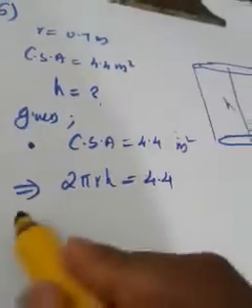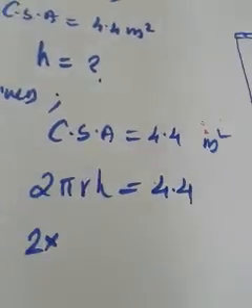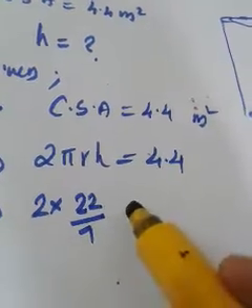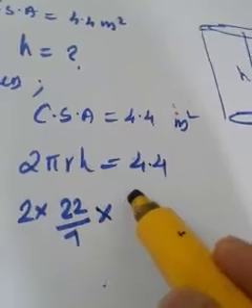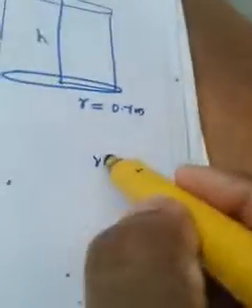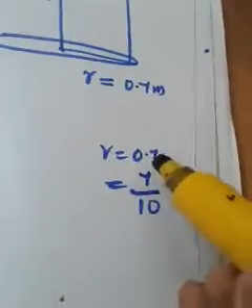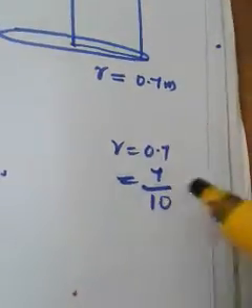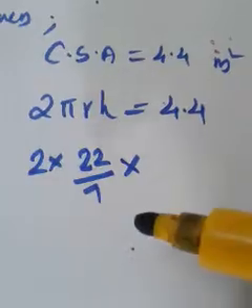That implies 2 into pi value. Let me substitute pi as 22 by 7, because you will understand the benefit later. And what is R? R is given as 0.7. Can I write 0.7 as 7 by 10? You can ask me, why sir are we writing 0.7 as 7 by 10? You will understand later, because all these things are for simplification. I have substituted pi as 22 by 7 instead of 3.14 because cancellation is possible.